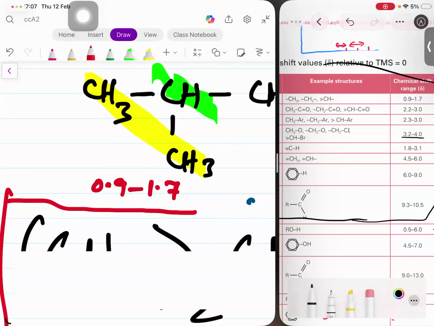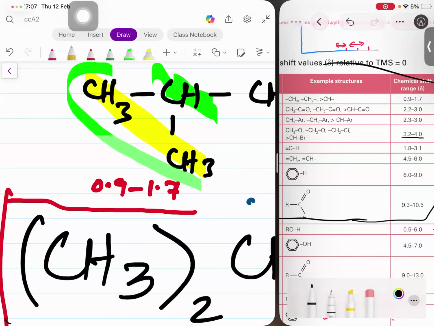For the splitting, Ayla, you have to see their neighbor. CH3s को नहीं देखना है, इसके neighbor को देखना है. What about the neighbor? So there's one neighboring hydrogen. Yes, so उसमें एक ऐड कर देना है. Rule is n+1. So doublet. Yes, it's going to be a doublet.